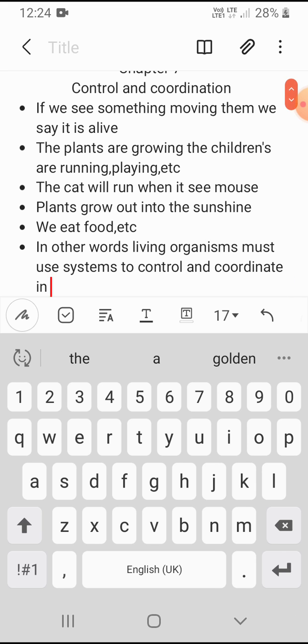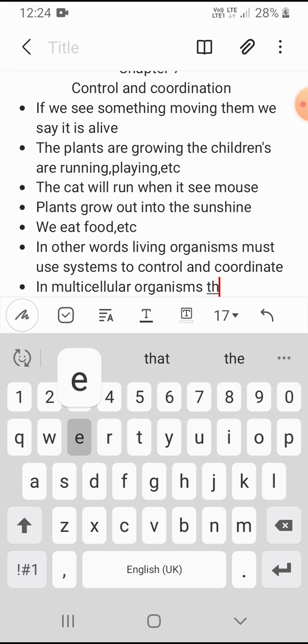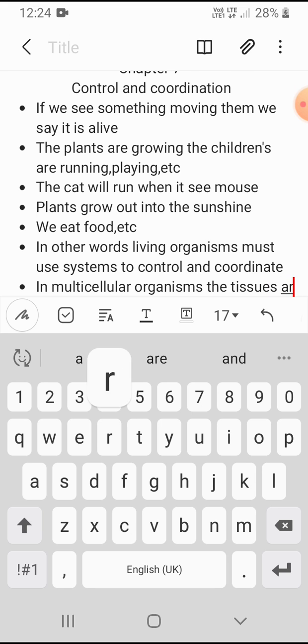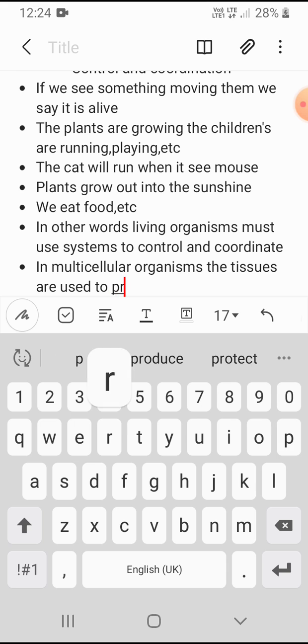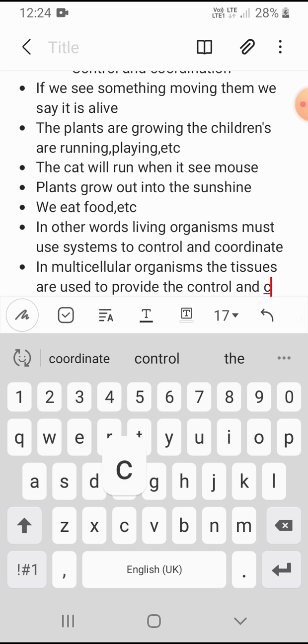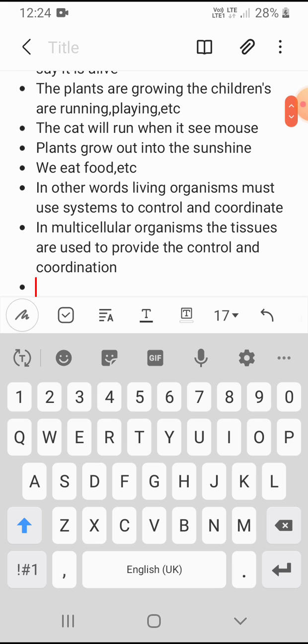So in multicellular organisms, the tissues are used to provide the control and coordination in the whole body.